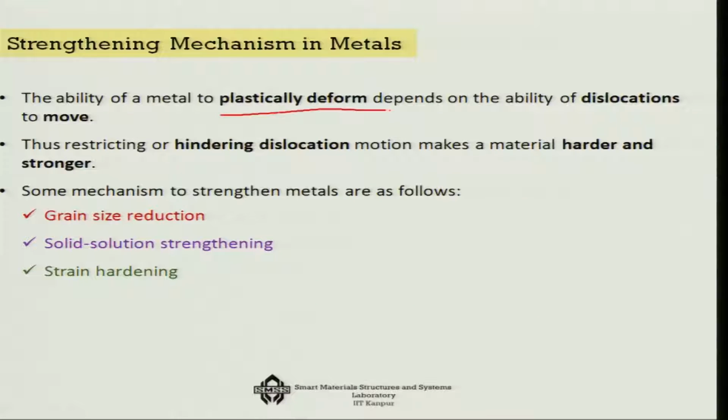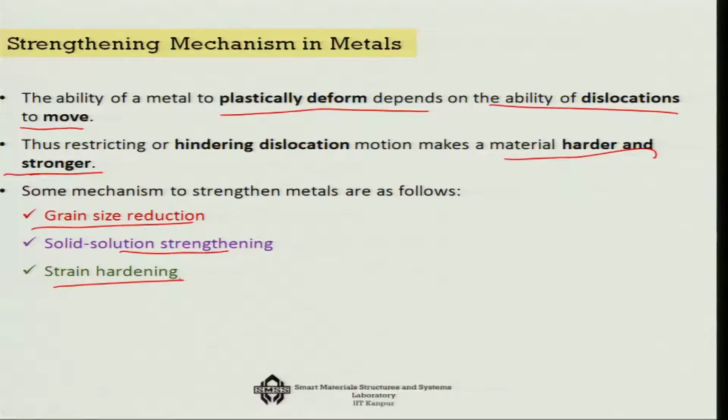So, the ability of a metal to plastically deform depends on the ability of dislocations to form and to move across the grains. And if you can stop this movement across the grains, then you can make a material harder and stronger. There are several ways by which we can do it. One is grain size reduction, then solid solution strengthening, then of course strain hardening, then precipitation hardening, etc. So, let us look at some of them one by one.